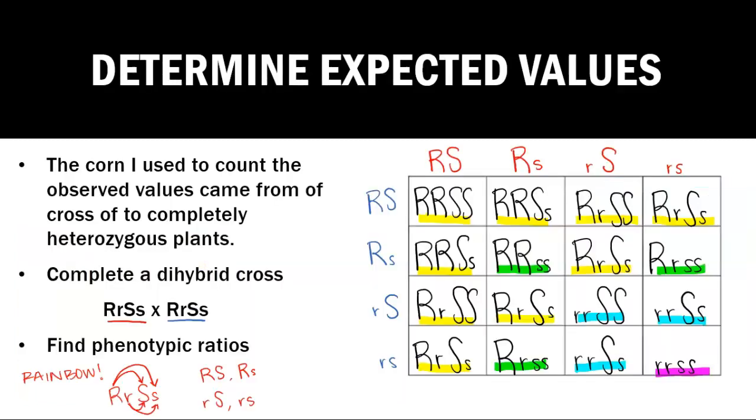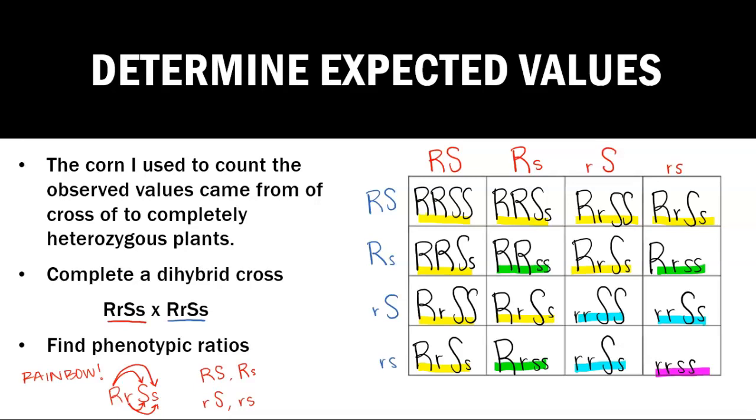The next part is to determine the expected values. This is where we're going to use our dihybrid cross knowledge and put it into action. The corn I used to count the observed values came from a cross of completely heterozygous plants. Remember, hetero means different. Both of my corn plants that made that corn had two different size letters: big R, little r, big S, little s. In order to find the expected values, I need to do my dihybrid cross.